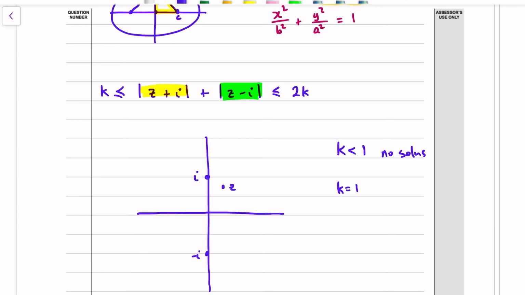Okay, well, it's always going to be bigger than 1. We know that. But less than or equal to 2, how could the distance be less than or equal to 2? It could be equal to 2.